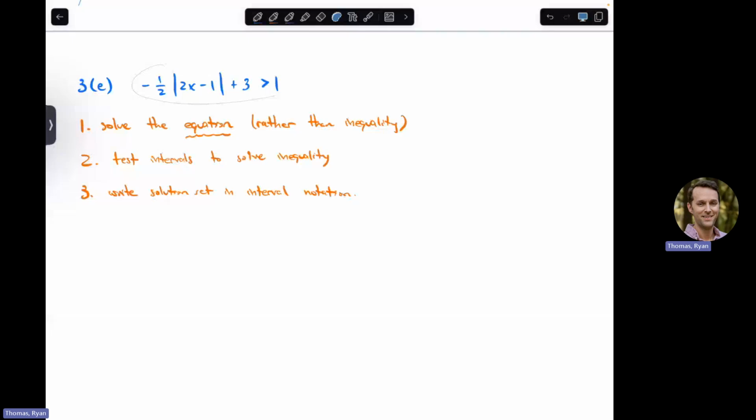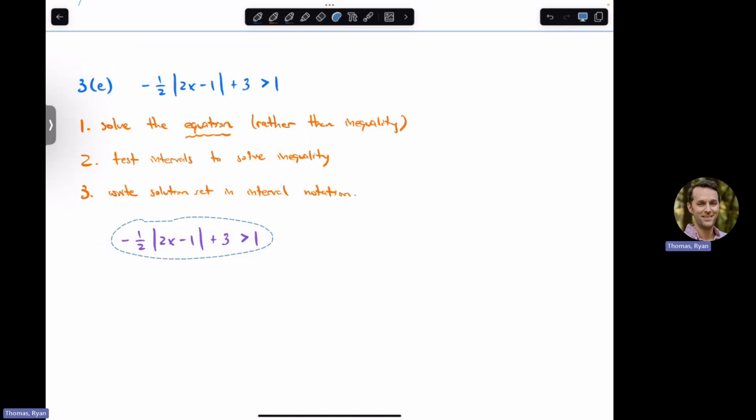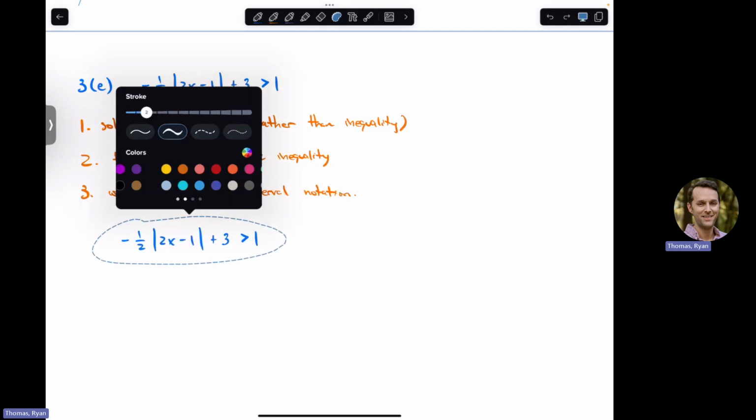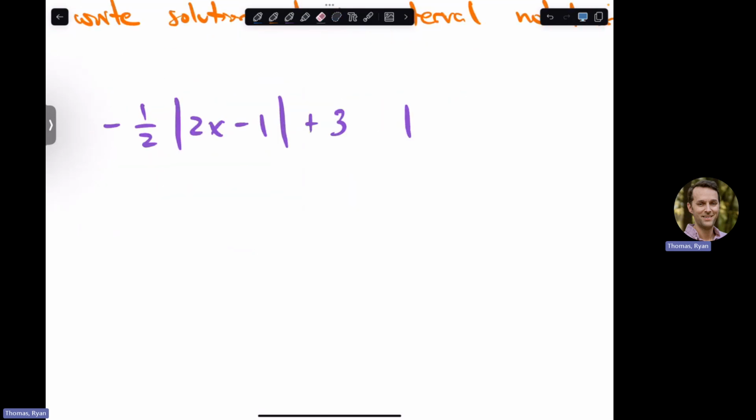So again, we're going to solve the equation first. So I'm going to take this. I'm going to do it in a different color, so I remember that, this. Oh man, come on now. This part's important. But rather than less than or greater than, I'm going to solve it as an equation. So to solve that, where should we start?